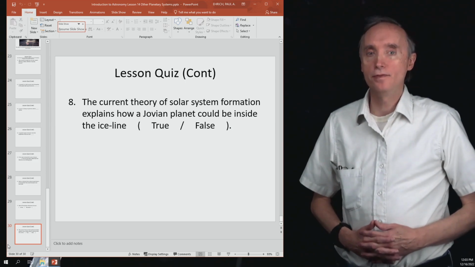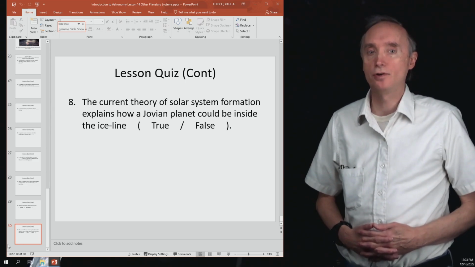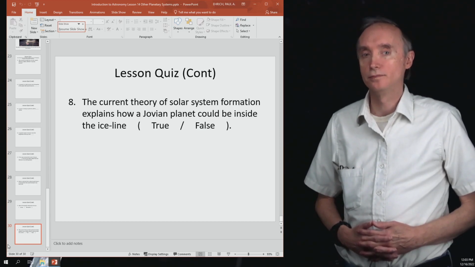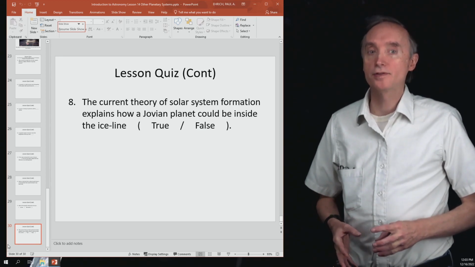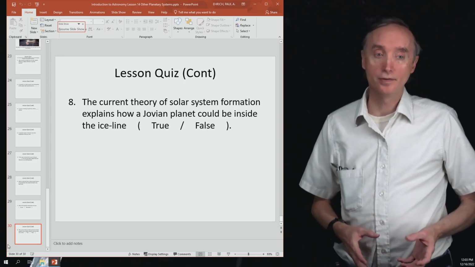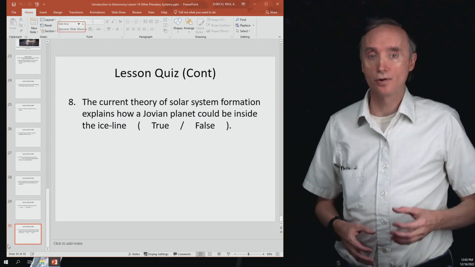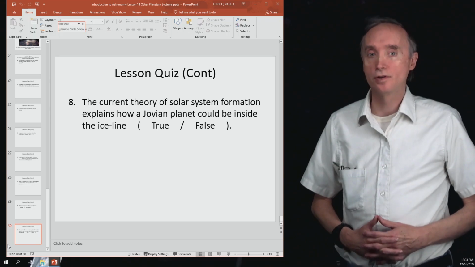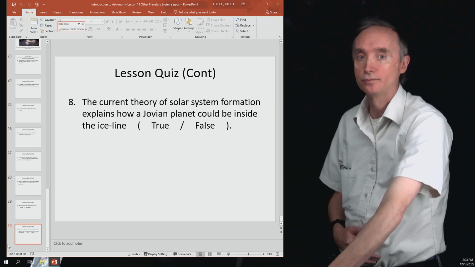Number 8, the current theory of the solar system formation explains how a Jovian planet could be inside the ice line. That is true. So now Jovian planets, they form outside the ice line, but they can migrate. So their orbits can change so that they can end up inside the ice line, very close to their stars.